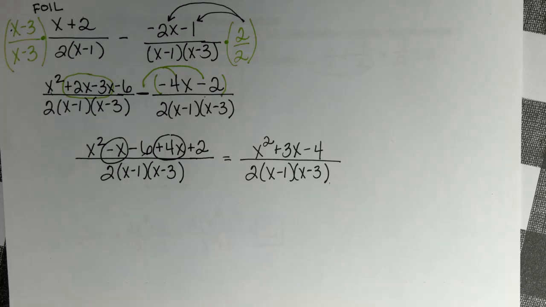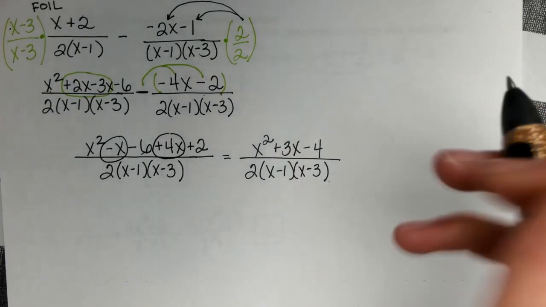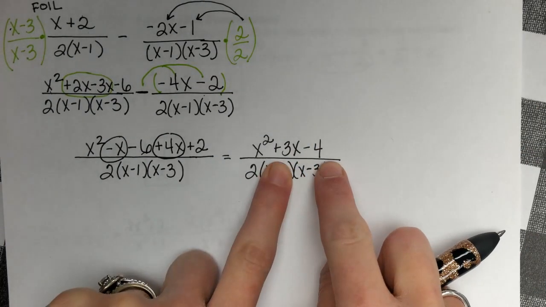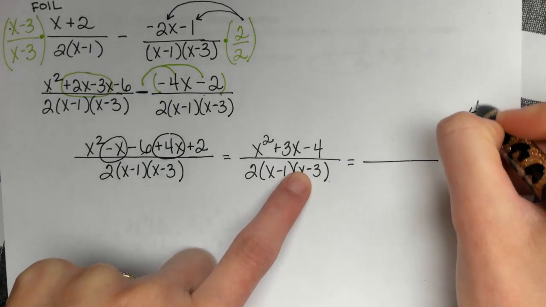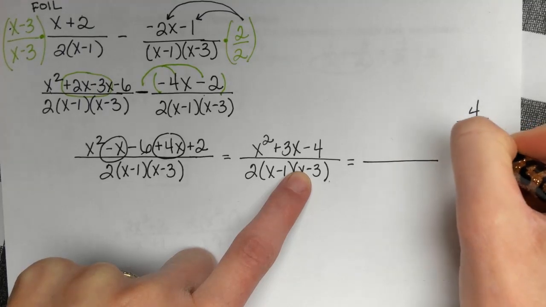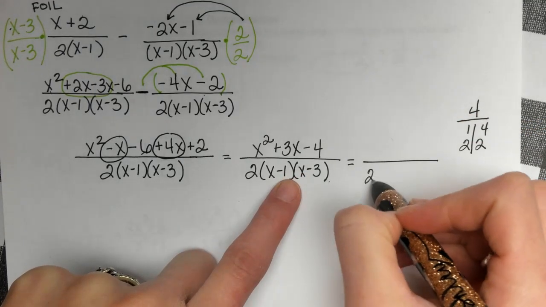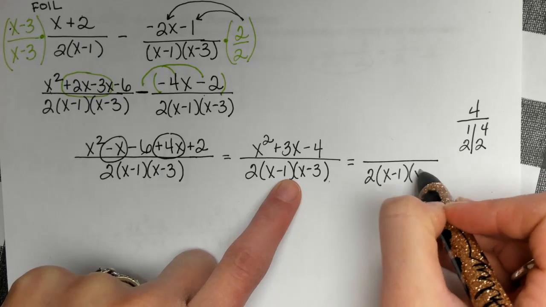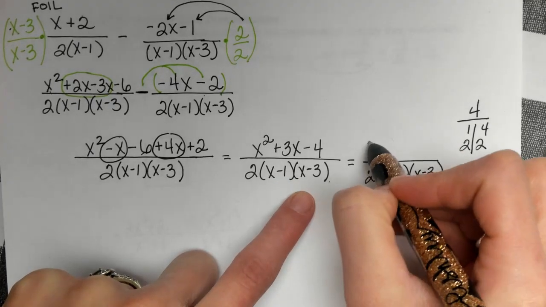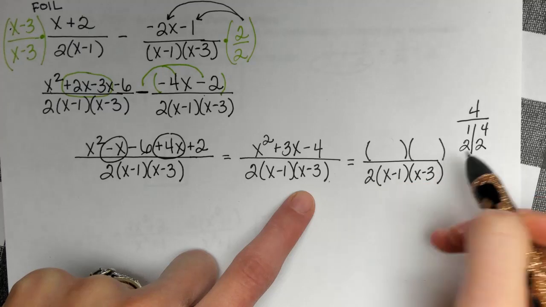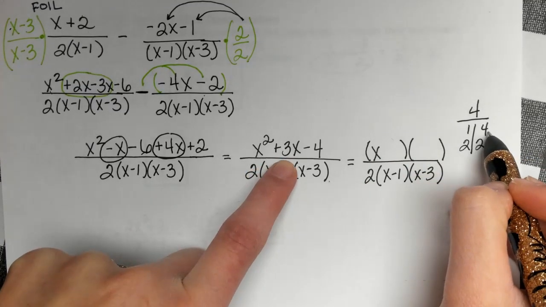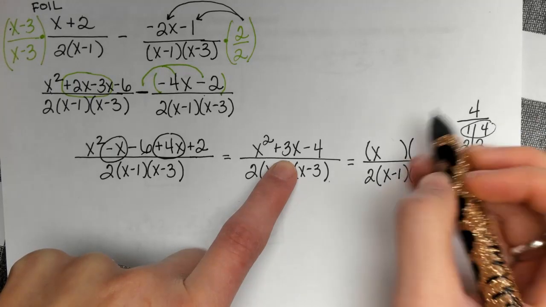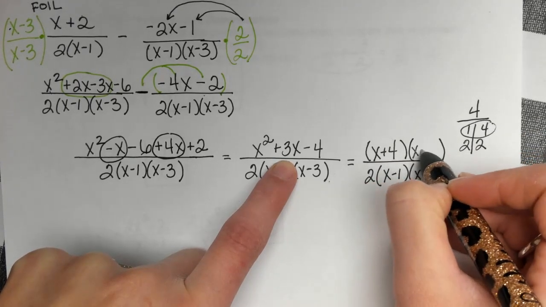Then I need to check to do what? Factor. Okay? Can I take factors of 4 to give me a 3? Yes. So my factors of 4, 1 and 4, 2 and 2. So I know my denominator, x minus 1, x minus 3 with my 2 in front. My numerator factors into what? I need a plus 3, so this 1 and 4 combination will give me my 3. I need a plus 4 and a minus 1.